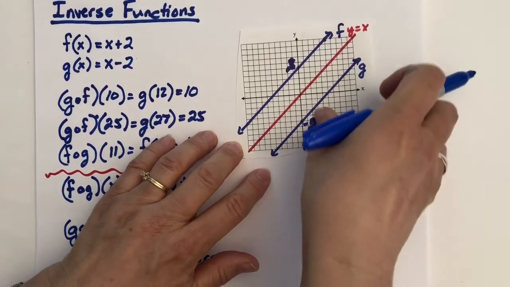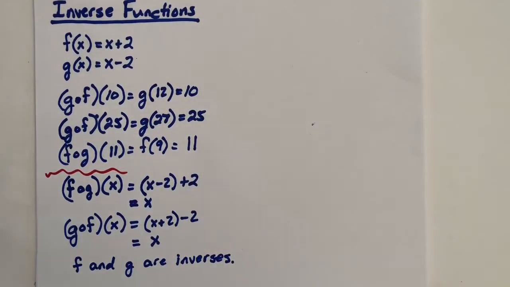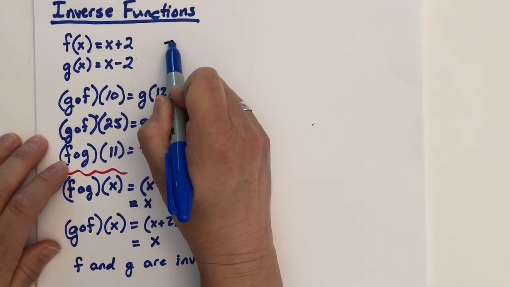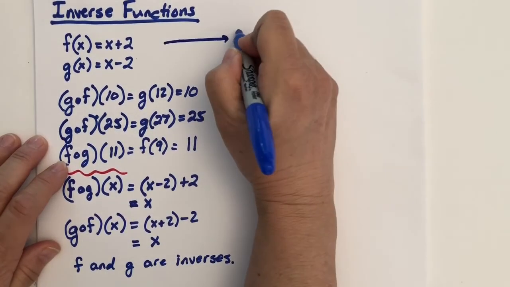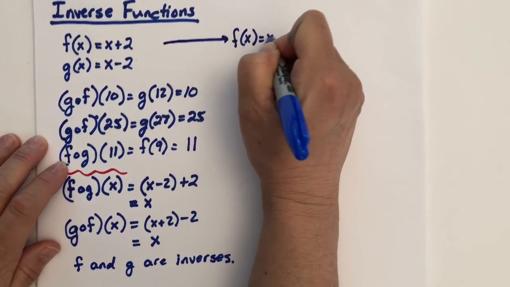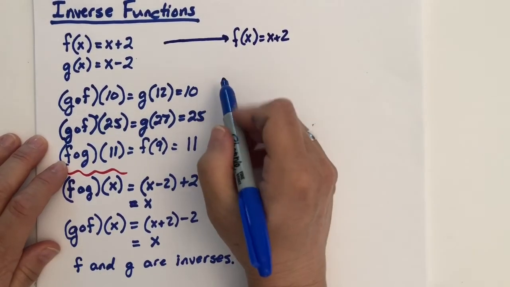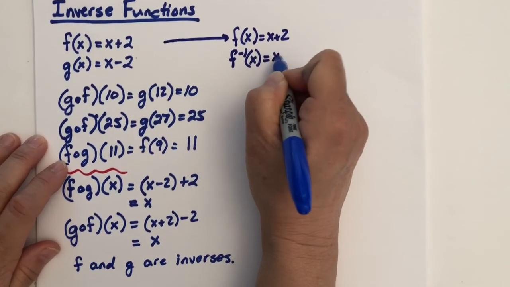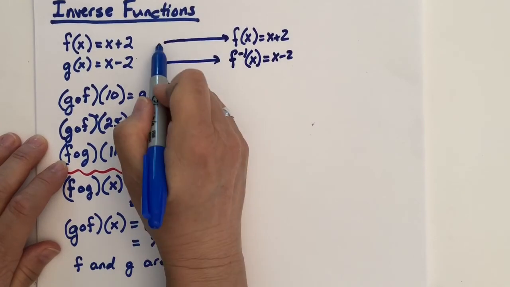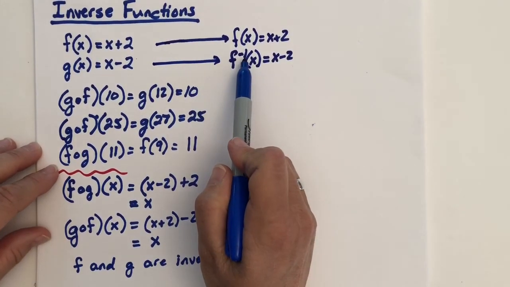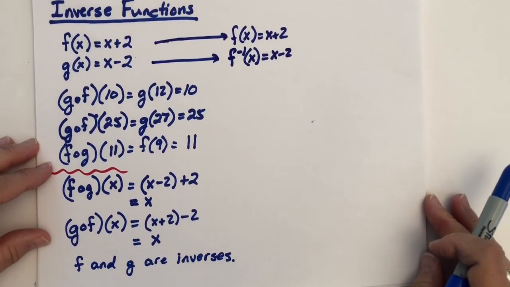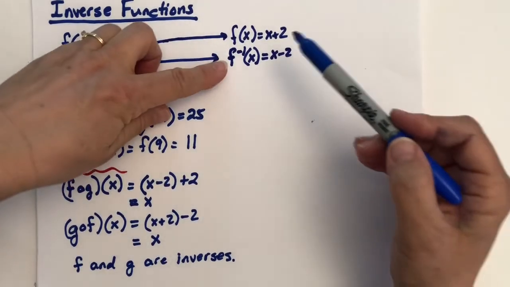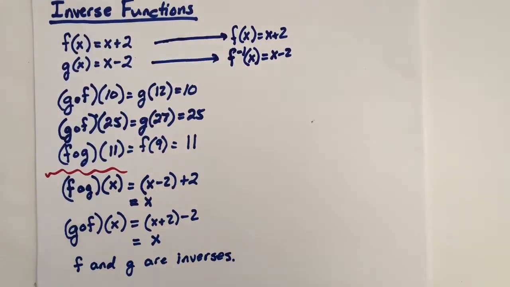Let me mention one more thing. Let's talk about the notation. When we know that functions are inverses, we use inverse notation. So instead of saying that this is f and g, if I know they're inverses, instead of writing g of x, I would write f inverse of x equals x minus 2. And notice what I said, f inverse of x, that is not a negative 1 exponent. It's just our notation that says these two have this particular relationship, that one function will undo the other function.